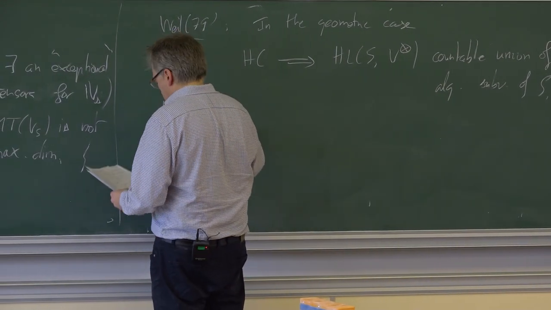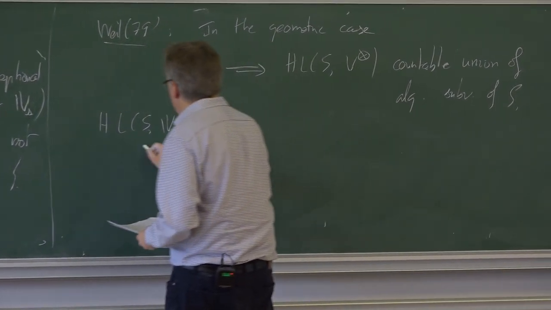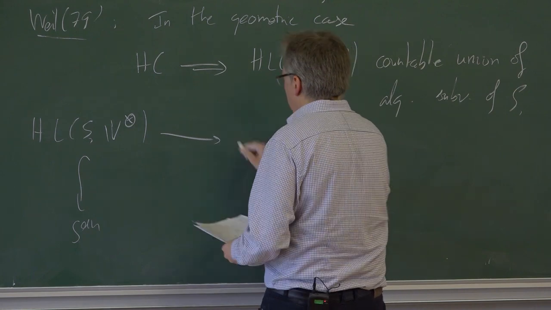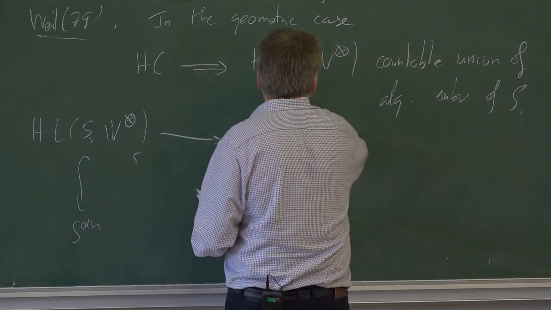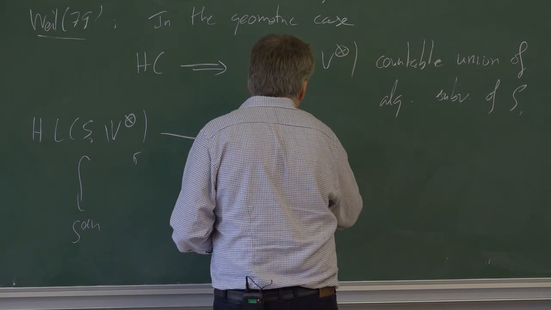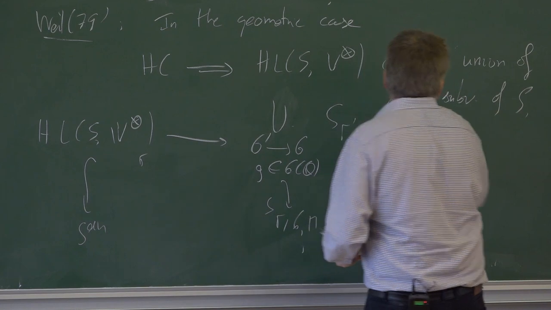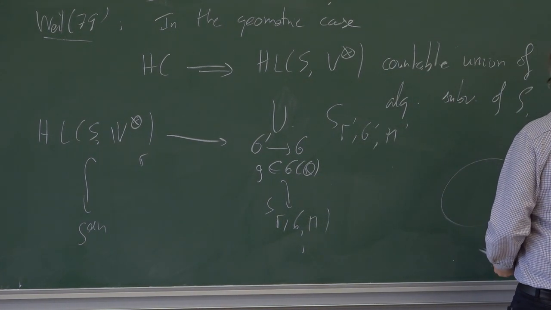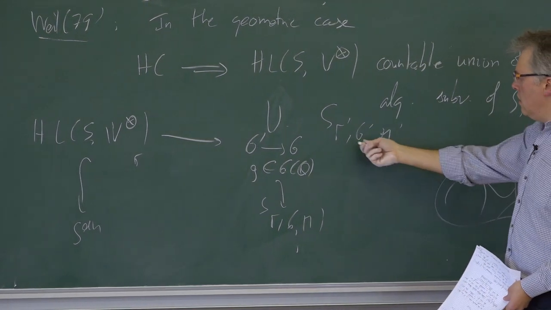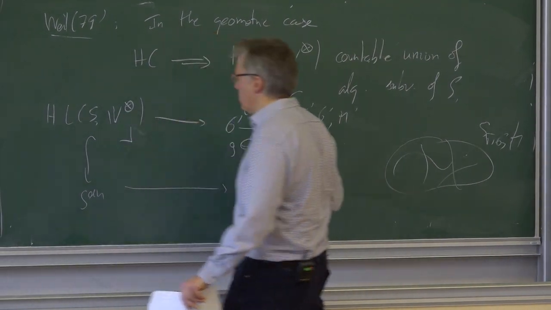So now, in terms of the period map, you see that this Hodge locus inside S^an comes from the period map as follows. This is the preimage of the union, for all morphisms of Hodge data G' to G and some element g in G(Q), of spaces of the same kind. So you have your big space S_{Γ,G,M}, and inside it you have a collection of spaces looking very much like it, namely those S_{Γ',G',M'}. And this Hodge locus is a preimage of that thing.